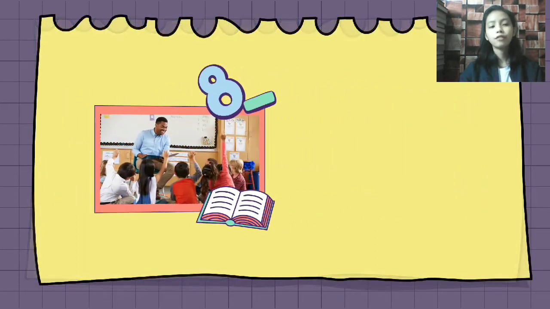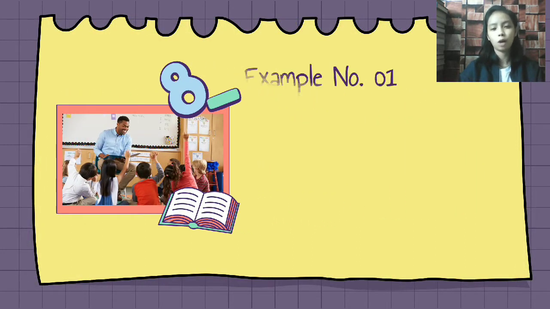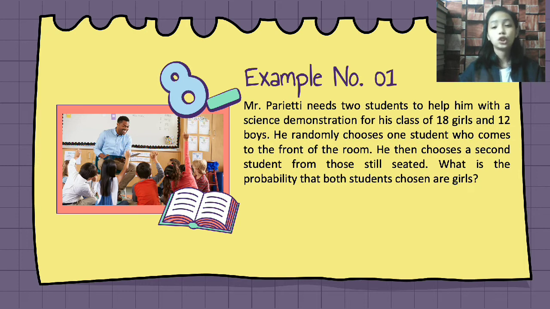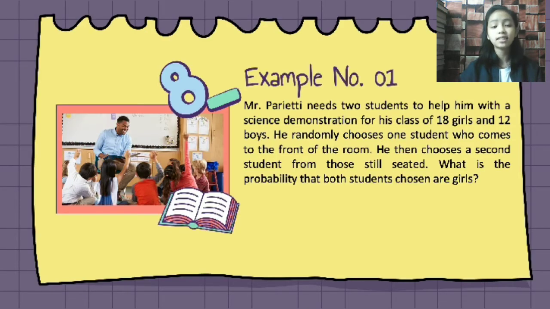For our first example, we will have this problem. Mr. Prietti needs 2 students to help him with a science demonstration for his class of 18 girls and 12 boys. He randomly chooses 1 student who comes to the front of the room. He then chooses a second student from those still seated. What is the probability that both students chosen are girls?